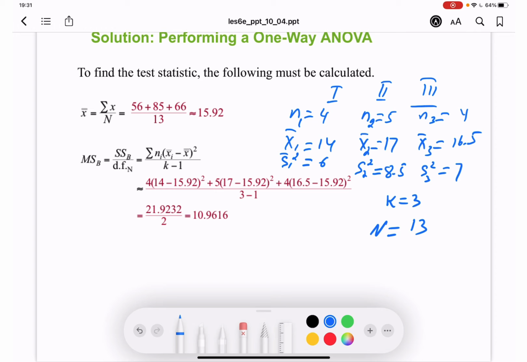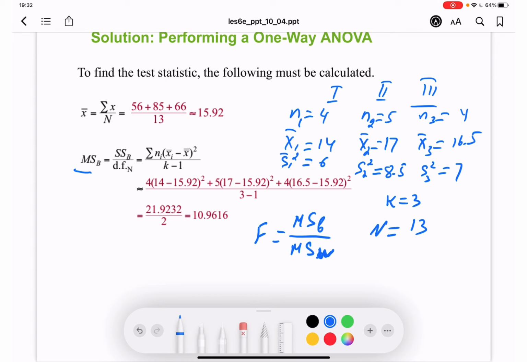So for our final solution, we need to start from this formula: the F test statistic is equal to MS between groups, the effect of the independent variable between groups, divided by the effect within groups. It's the mean sum between and the mean sum within. So we are going to calculate MSB here.